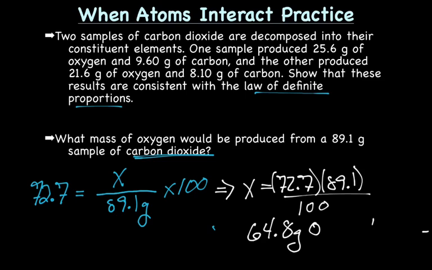Okay, so the law of definite proportions can be kind of handy because if we know what the proportions should be, the percent carbon and the percent oxygen, and we know the mass of our sample, we can figure out the mass of each of the constituent elements, or the things that it's made up of.